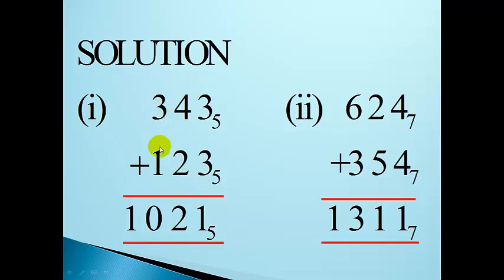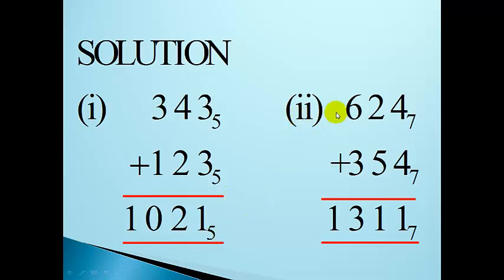Now 3 plus 1 is giving us 4. So 4 plus the 1 group will give us 5. And 5 in base 5, the remainder is 0. And the number of group of 5 in 5 is 1. And that is the 1. So we have 1, 0, 2, 1 base 5.